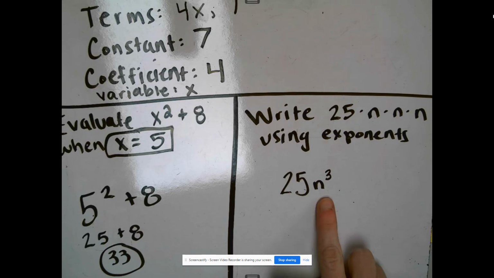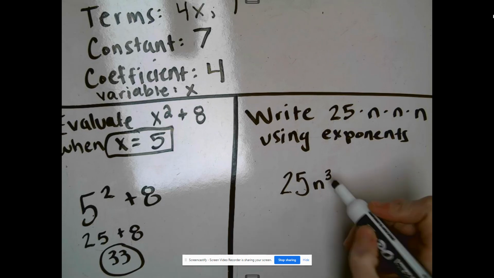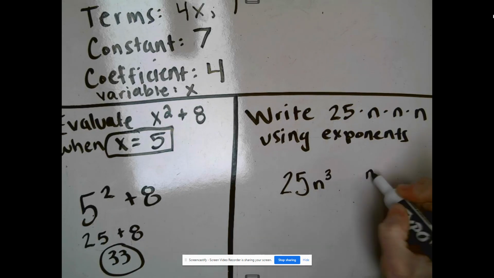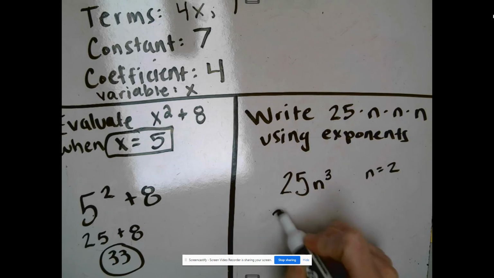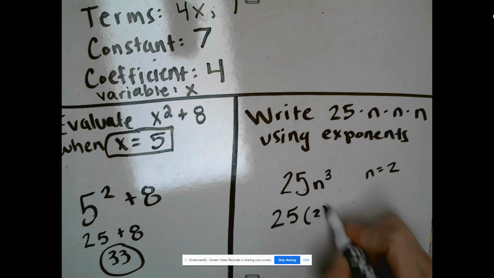So when we find out what n is, we'll plug it in. We'll do it to the third power, which is also called cubed, as you saw in your last homework, and then we'll multiply it by 25. So let's say n is 2, okay? We would plug it in, 25, and I am going to now use parentheses since the n is turning into a number. It would be 2 to the third.